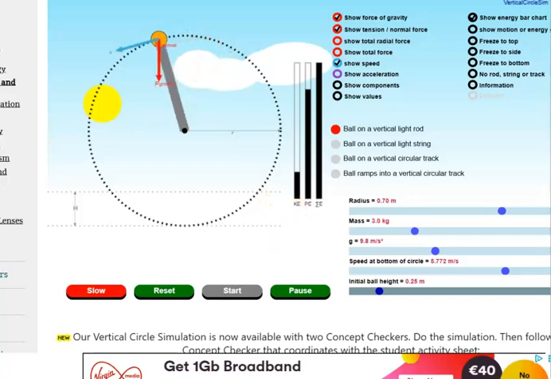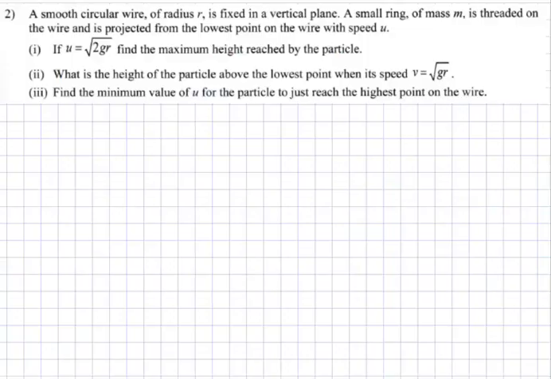And the key thing to appreciate is you don't have that scenario where the string is going to go slack. That oscillating pendulum can occur above the horizontals either side. It can go way up above. I suppose you can think of it in similar ways.